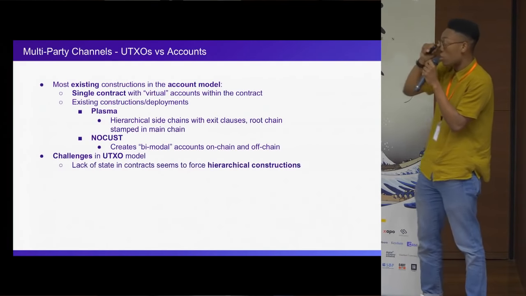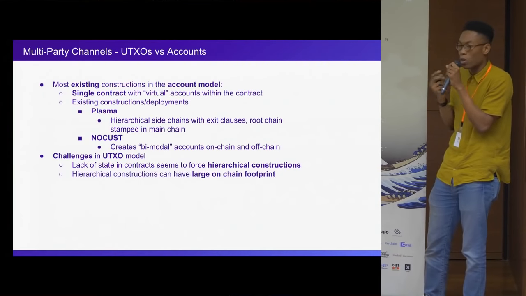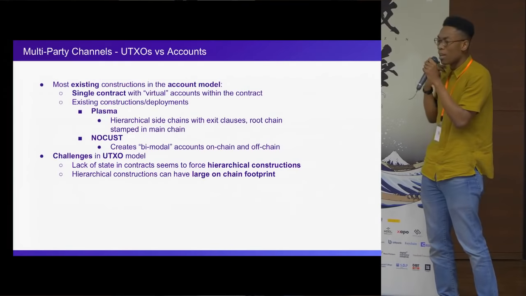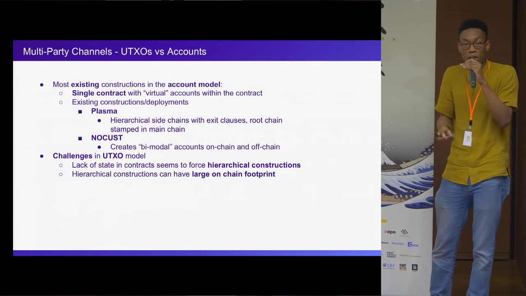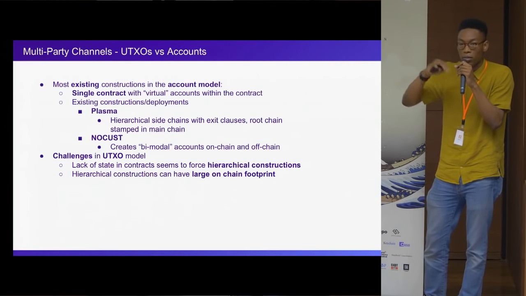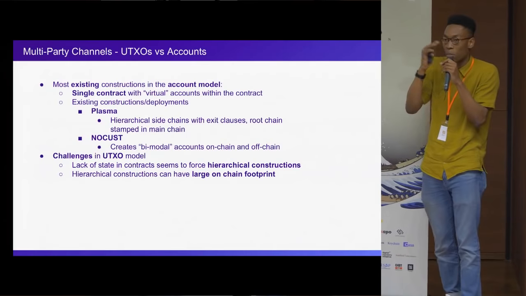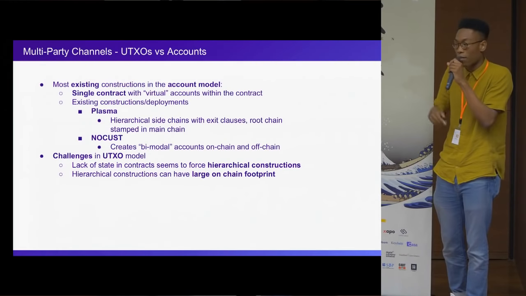When you want to transfer these things to the UTXO model, you have a few obstacles, some of which seem to force hierarchical constructions. The thing with hierarchical constructions is that you necessarily have a larger on-chain footprint. There's no longer one transaction on chain; maybe you have 10 or 5, each of them nested. And because we have limited block size, this can cause issues with mass exits: will you be able to get your money out in time, or will the time expire before you get everything onto the chain itself?